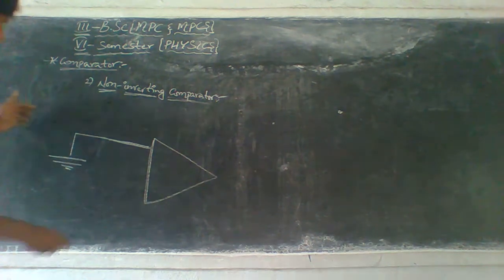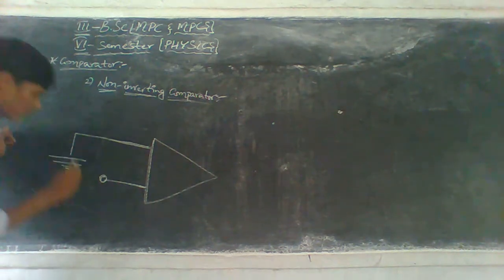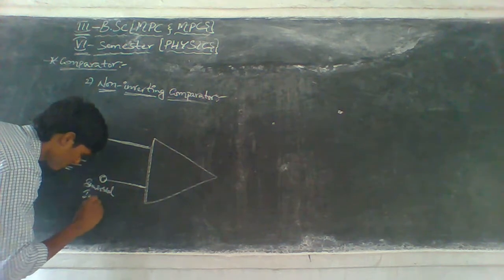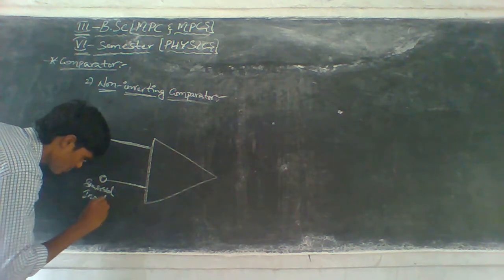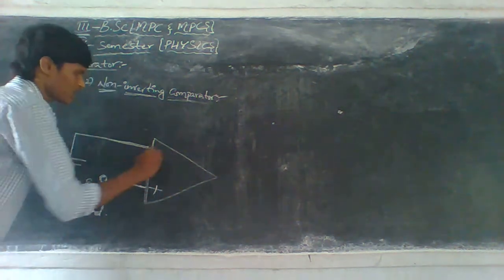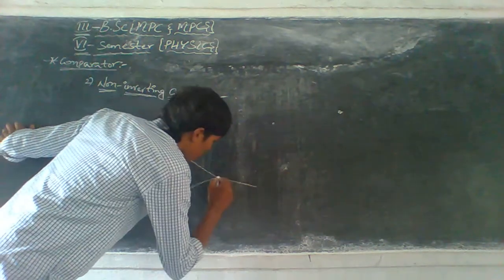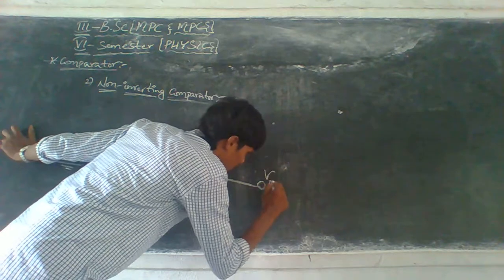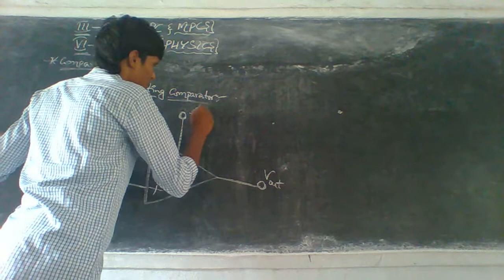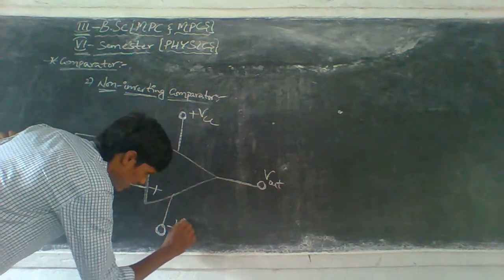Okay, so here this is the sinusoidal input signal. It has a positive terminal and a negative terminal. It has one output signal, simply denoted as the output, and two supplies. The first one is plus VCC and the other one is the negative supply, simply denoted as minus VEE.